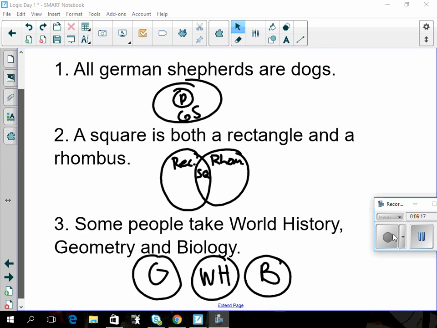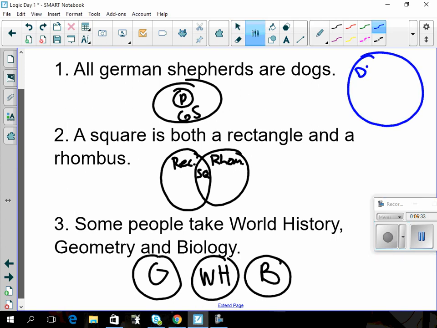Okay? So if we look at number one, are there other kinds of dogs besides German Shepherds? Yeah. So couldn't I put the other circles inside of the bigger circle, dogs? Isn't dogs the bigger category? Yeah. So actually what needs to happen is you need to have dogs as the big thing, and what follows the word all, German Shepherds, goes here. Okay? So all German Shepherds are dogs.